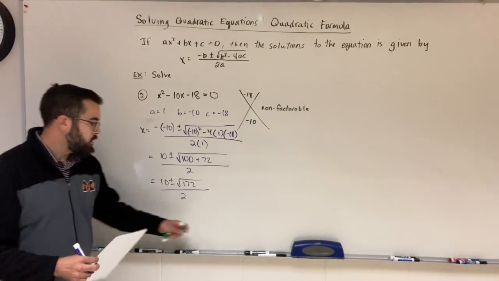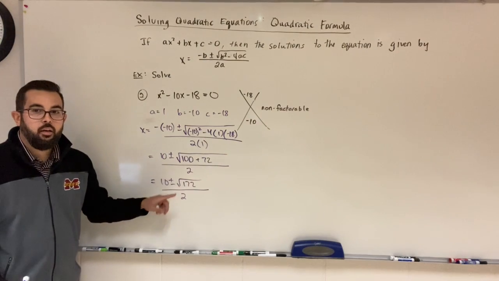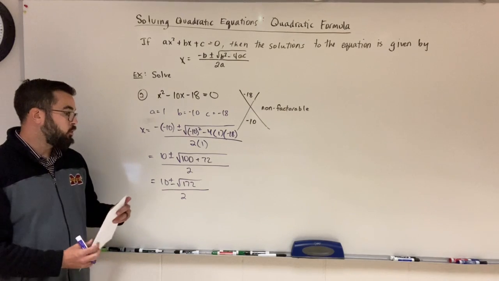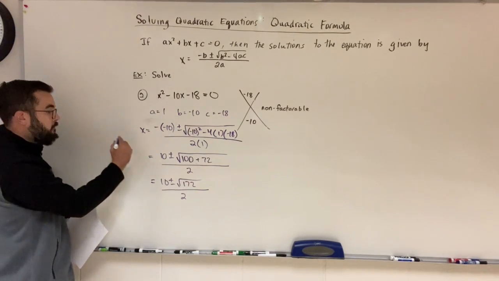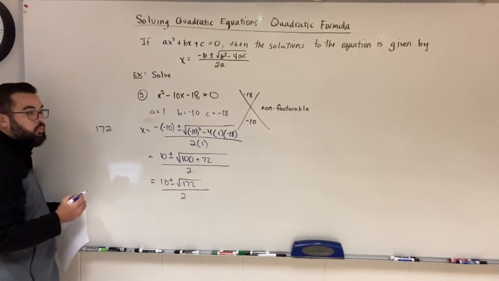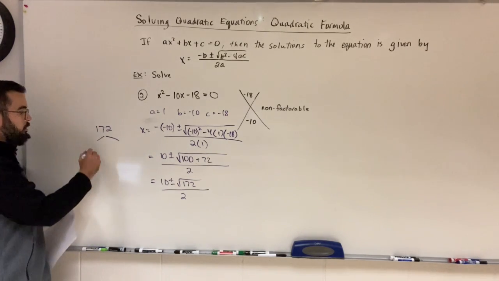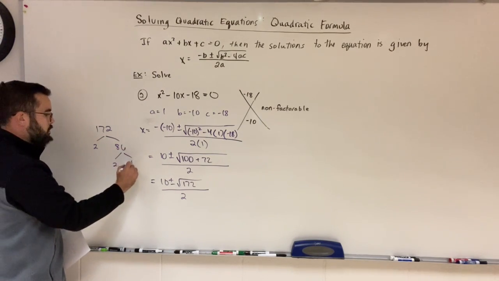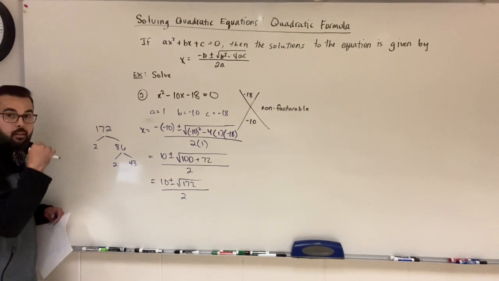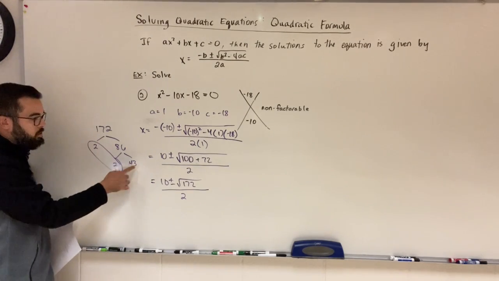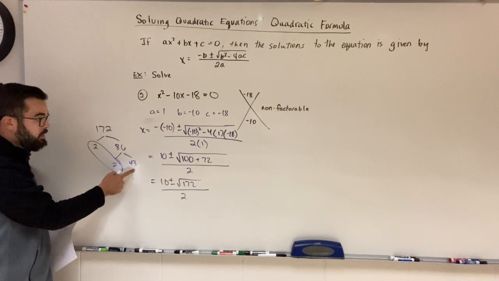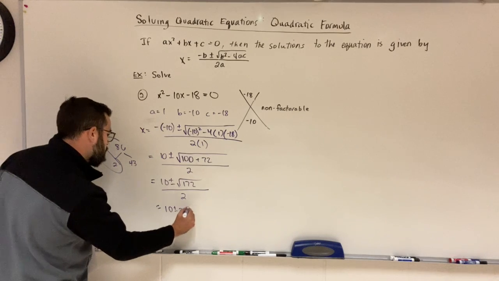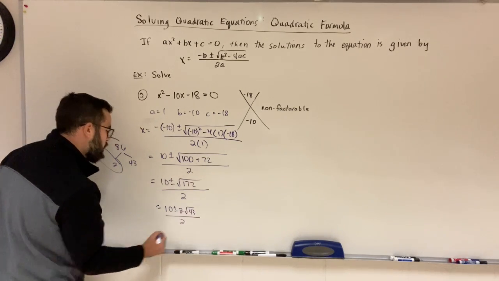All right, now 172 is sort of a big number, okay? You can either go in your calculator and find the largest square root factor of 172, or you can use the factor tree that we talked about in previous lessons. So this would be 2 and 86. 86 is 2 and 43. So we have a pair of 2's. 43 is prime, so that's going to stay underneath the square root. So that is 10 plus or minus 2 square root of 43 all over 2.